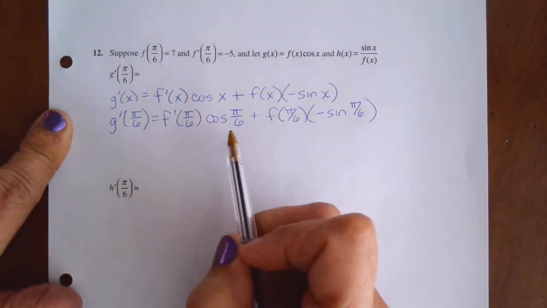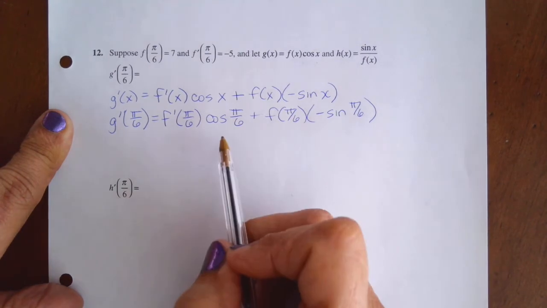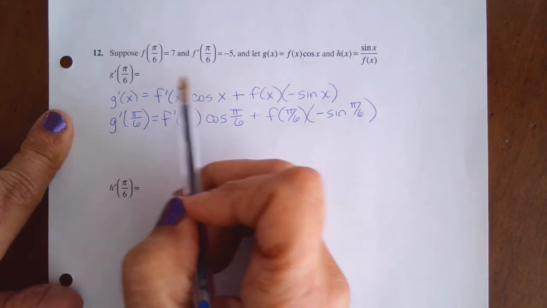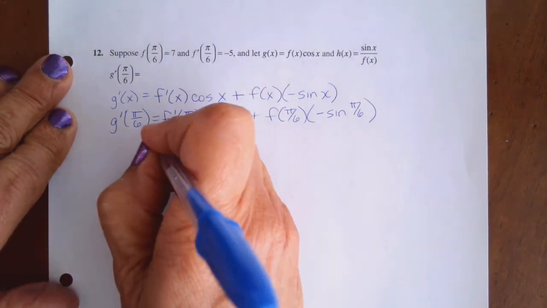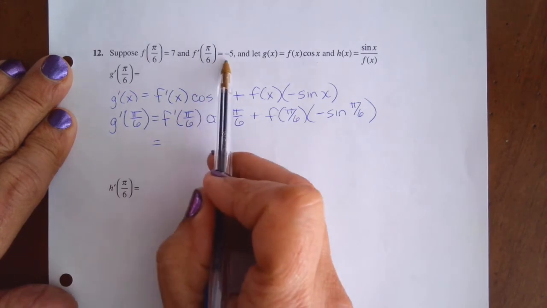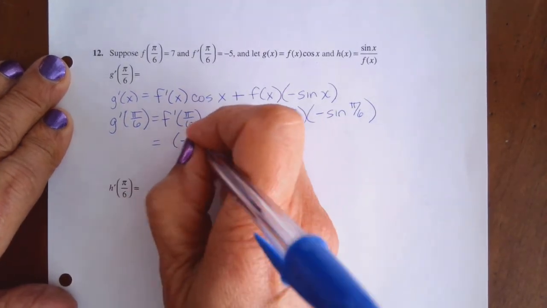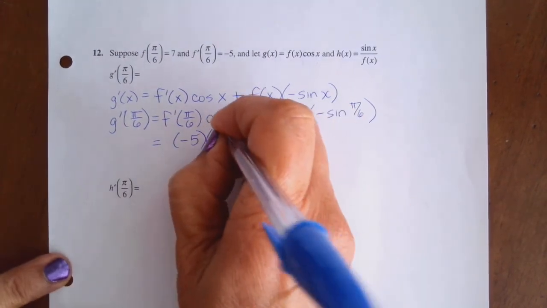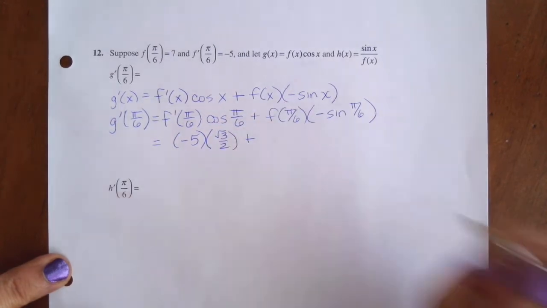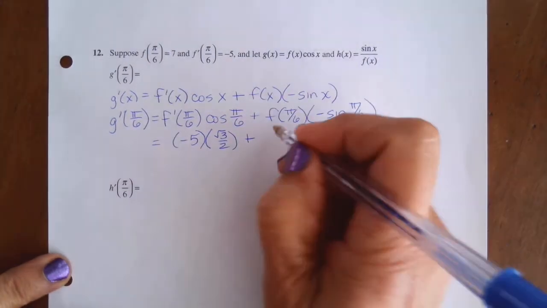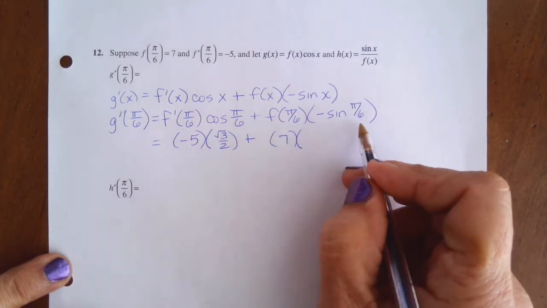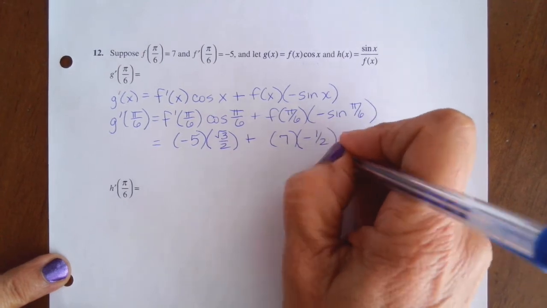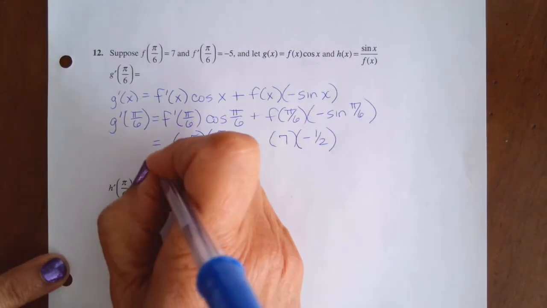Okay, so the trig functions, I know the sine of pi over 6 and the cosine of pi over 6. What I don't know is f prime of pi over 6 and f of pi over 6, but that's why they gave that to me. So you're just going to substitute in those numbers. So f prime of pi over 6 they gave you is negative 5. And then what is the cosine of pi over 6? Okay, cosine of pi over 6 is the square root of 3 over 2, plus f of pi over 6 they gave you was 7. And negative sine of pi over 6, well, the sine of pi over 6 is 1/2, so that would be negative 1/2. And then all we have to do is simplify that.